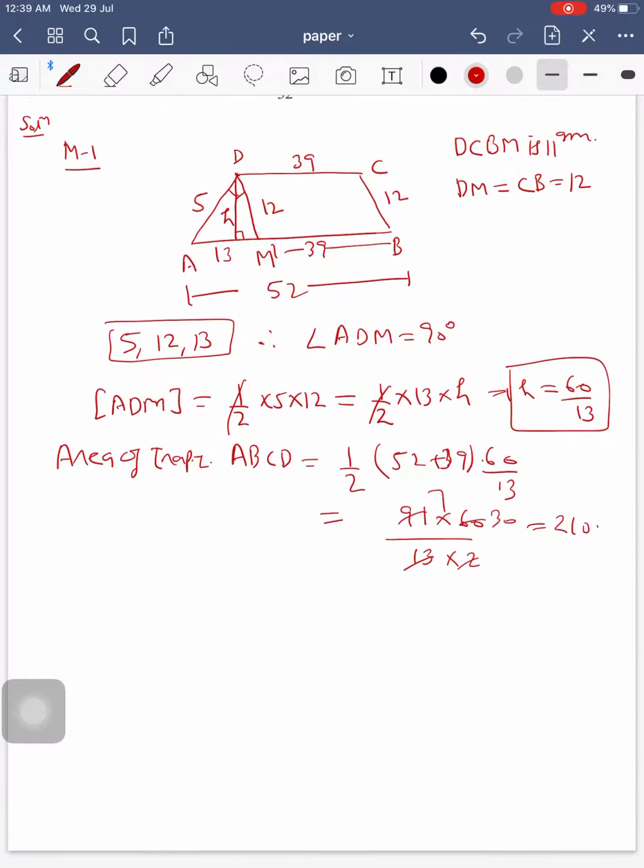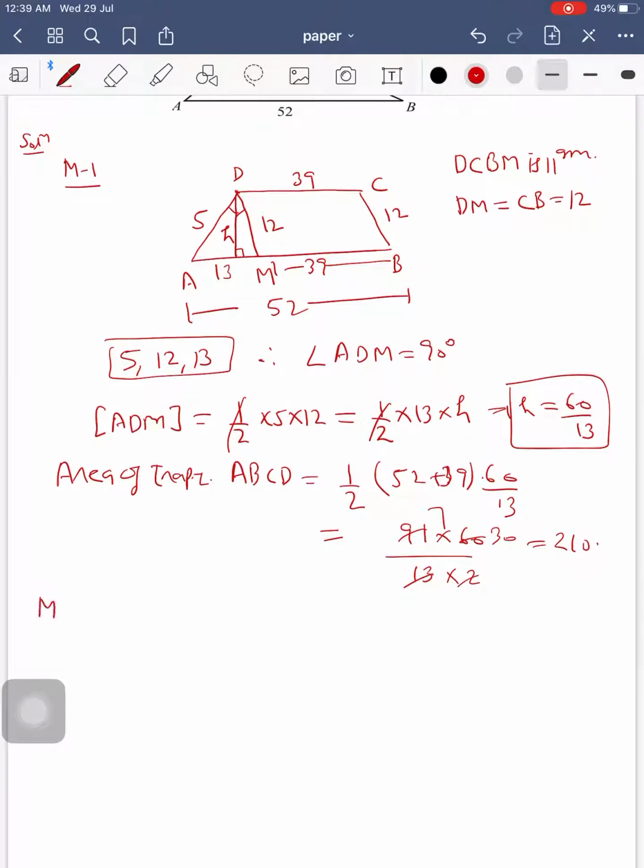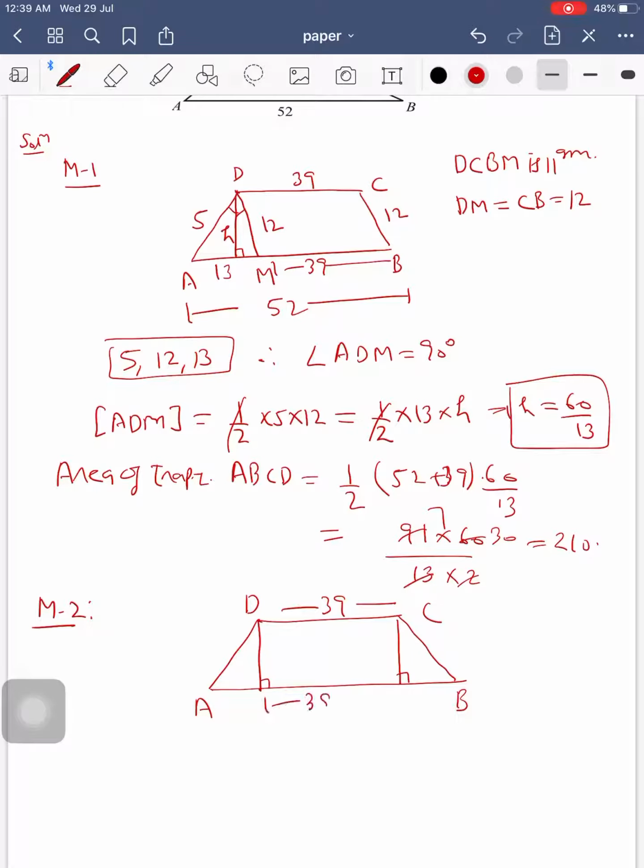Okay, this is the first approach. And the second approach, which most of the students use to solve this question, is what? ABCD is this trapezium. The length DC is 39. If we draw two perpendiculars from D and from C to the opposite side AB, then definitely this length is 39. Suppose the feet of the perpendiculars are M and N.